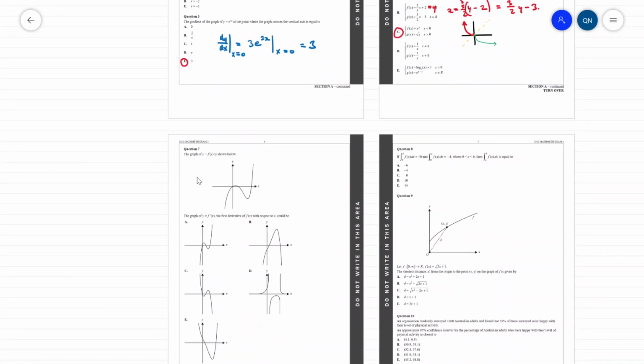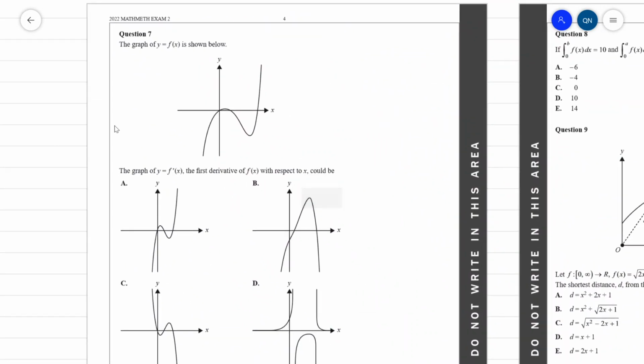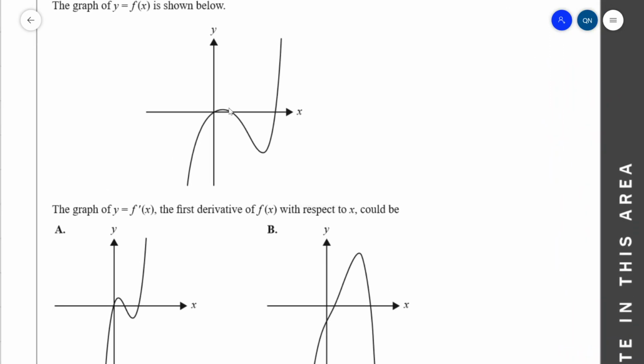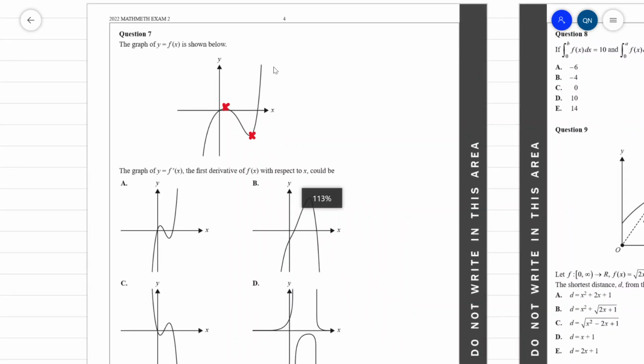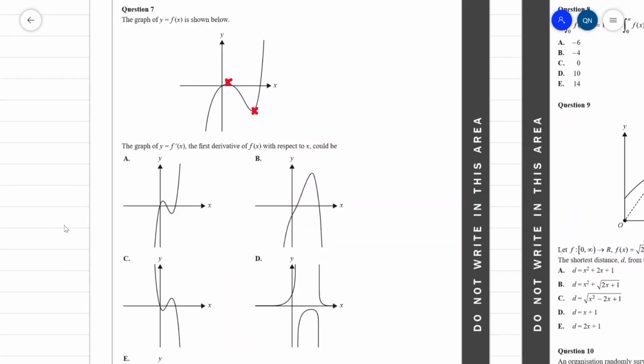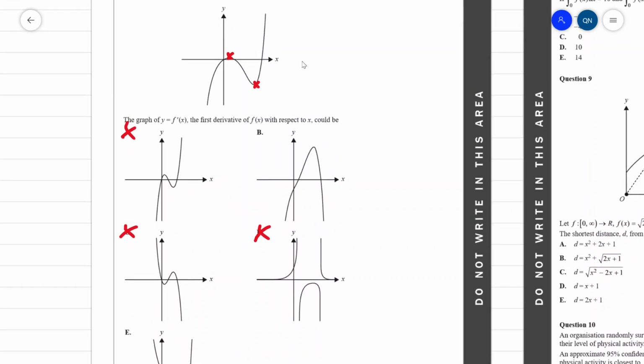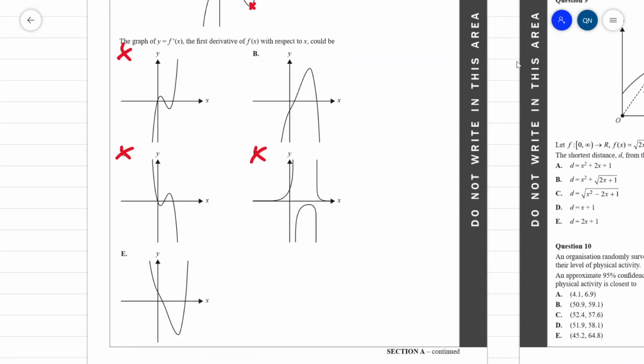Question 7. The graph of y equals f is shown below, and we want to find the derivative. Well, how do you do these sorts of questions? Turning points on the original graph correspond to x-intercepts on the derivative graph. There's 2 turning points, so we're looking for 2 x-intercepts. So first of all, A is not going to be the answer, C is not going to be the answer. It's not going to be D as well because we're not going to get asymptotes in our derivative, because just look at this, the derivative is defined everywhere. So it's either B or E.